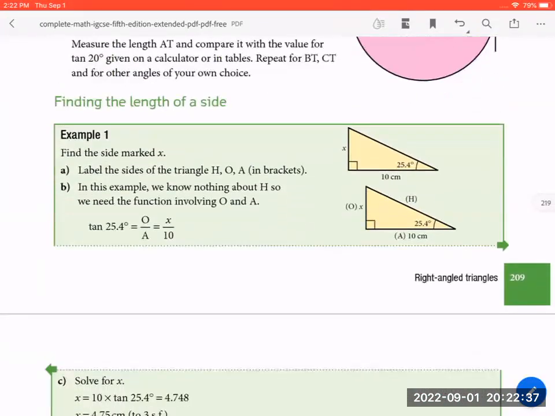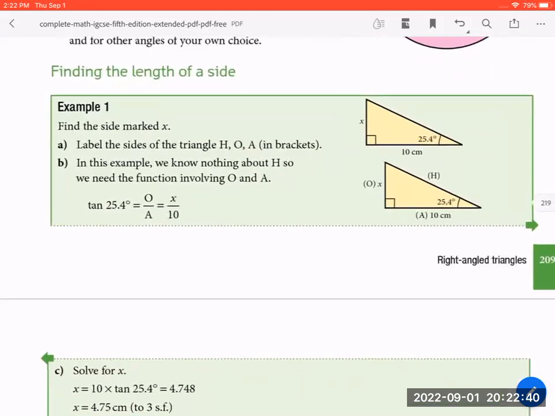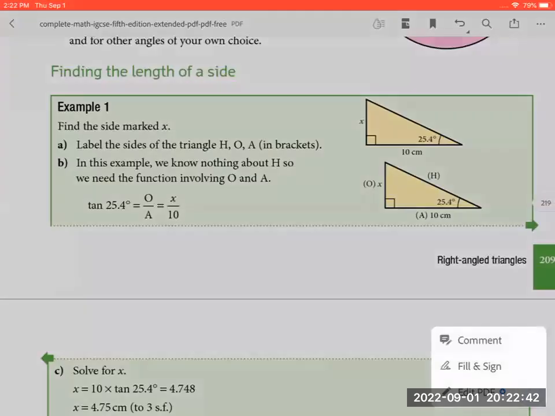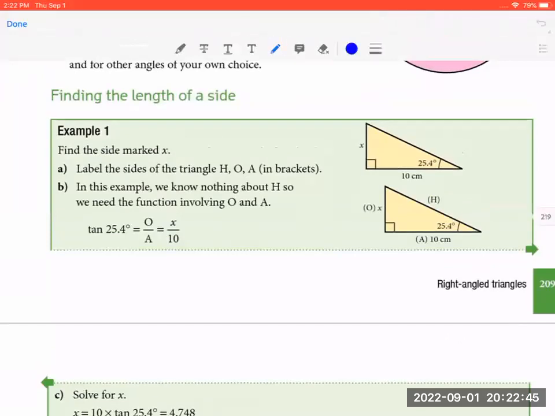Now here, let us go to the example. Find the side marked X. How could you find the side marked X here? Only the given that this side is 10 and this angle is 25.4. If you look to 25.4, now here label the side. Which one is the hypotenuse? Which one is the opposite? Which one is the adjacent? Looking at 25.4.